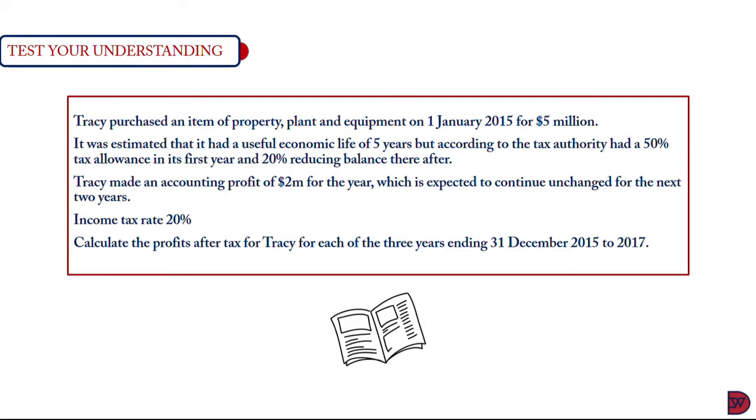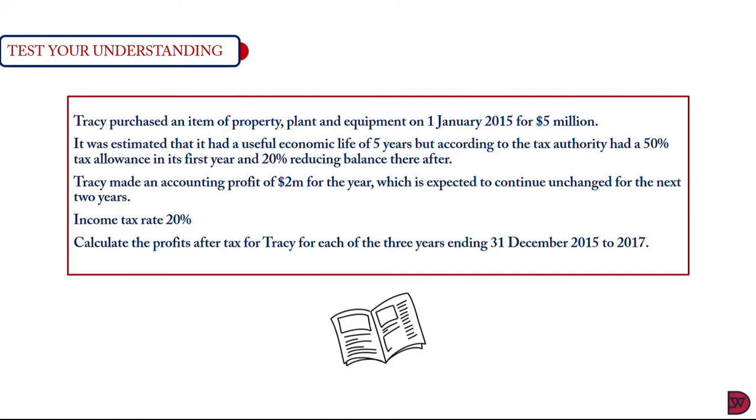So let's test our understanding. Tracy purchased an item of property, plant and equipment on 1st January 2015 for $5 million. It was estimated that it had a useful economic life of 5 years, but according to the tax authority, it had a 50% tax allowance in its first year and 20% reducing balance thereafter. Tracy made an accounting profit of $2 million for the year, which is expected to continue unchanged for the next 2 years. The income tax rate is 20%.